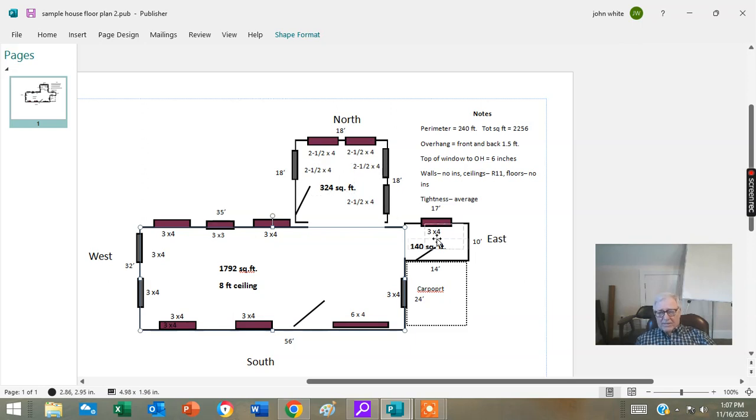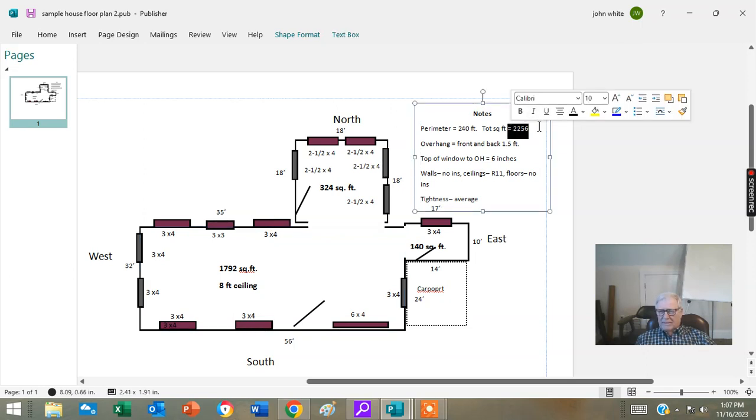And over here, this section is 14 feet by 10 feet. That's 140 square feet. So we add all three of these together and we come up with 2,256 square feet total square footage. I hope I didn't lose you there.